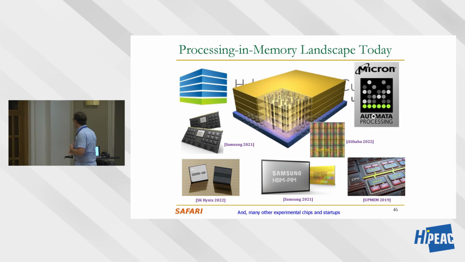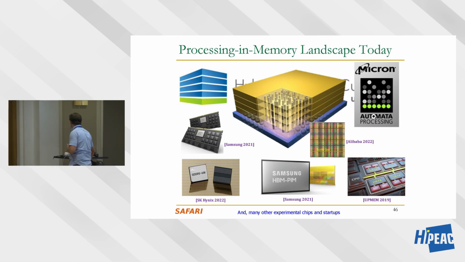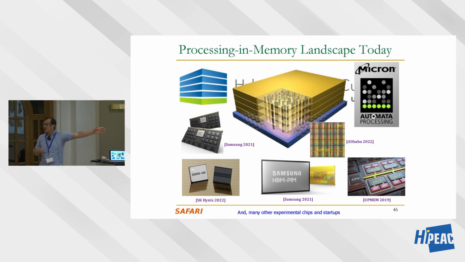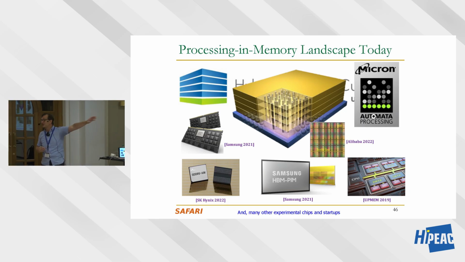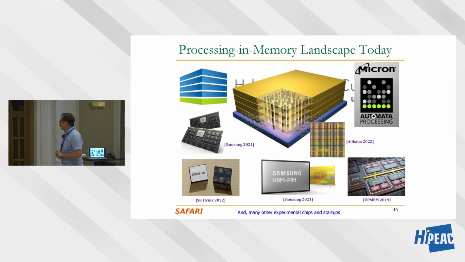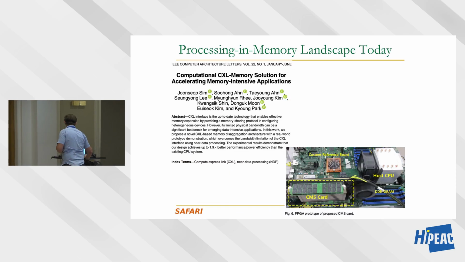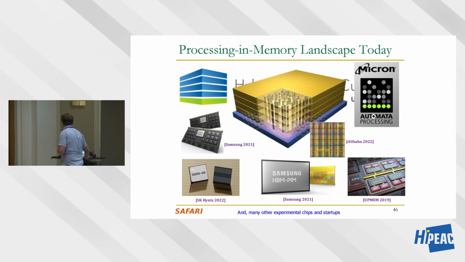The other reason is the application and system level reasons, and I've shown you the processing in memory landscape today. Today we have actually a lot of devices that are capable of computation. I'm going to talk about some of these later on, but first I'm going to talk about processing in memory a little bit more theoretically. And there are many more experimental chips and startups. Yesterday you heard a talk from an entrepreneur that is doing digital processing in memory. I call it near memory processing. But we're going to talk about both near memory processing and using memory processing.